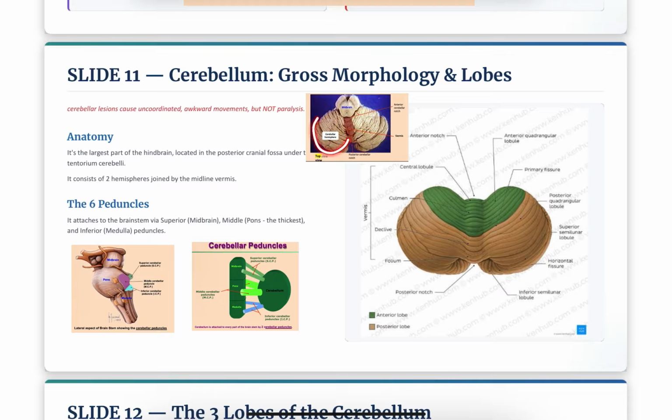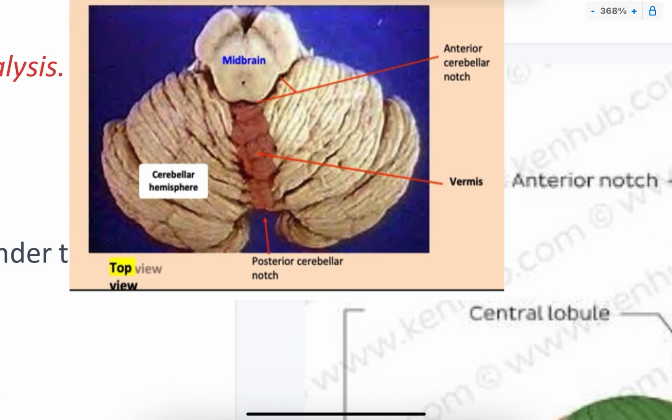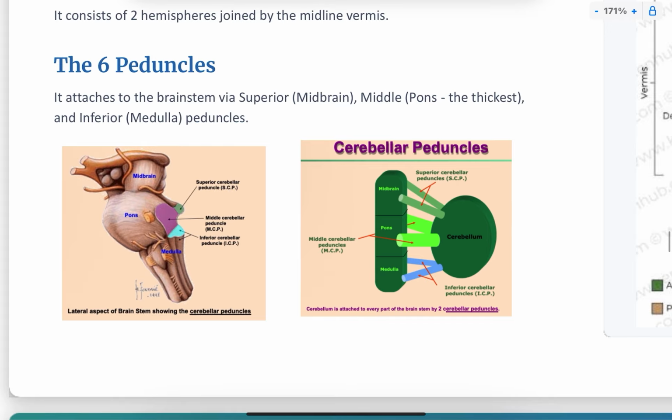It consists of two hemispheres, which are connected in the middle by what? The vermis. So the cerebellum connects to the brainstem through three pairs of peduncles. So we have first the superior peduncle, which connects it to the midbrain. Then I have the middle peduncle, which is connected to the pons, and they are the thickest, as you can see. And then I have the inferior peduncle, which connects it to the medulla.